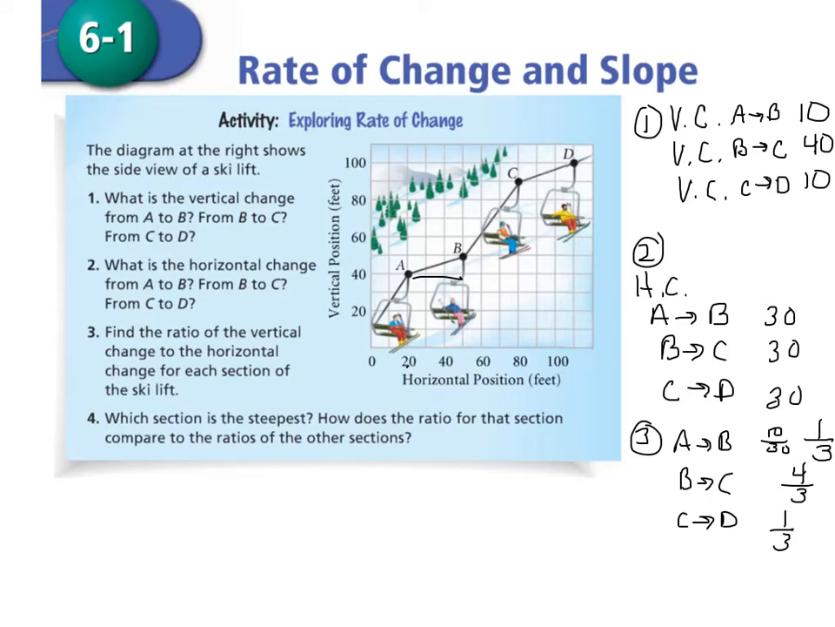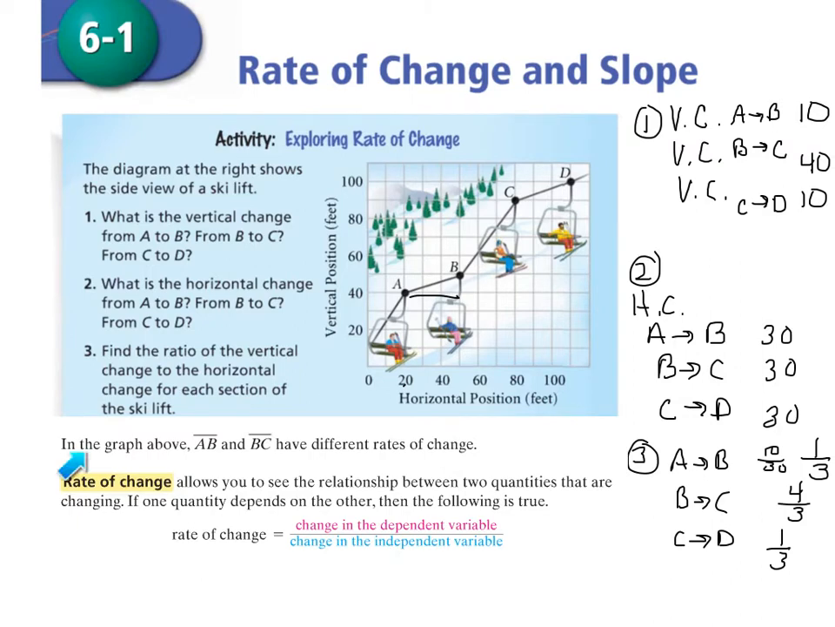So which section would be the steepest? B to C. Why? Because the slope, which is your ratio, is 4/3. That's the highest slope. How does the ratio for that section compare? We just said it's the biggest. It has the highest ratio. Which leads into this. In the graph above, segment AB and segment BC have different rates of change.